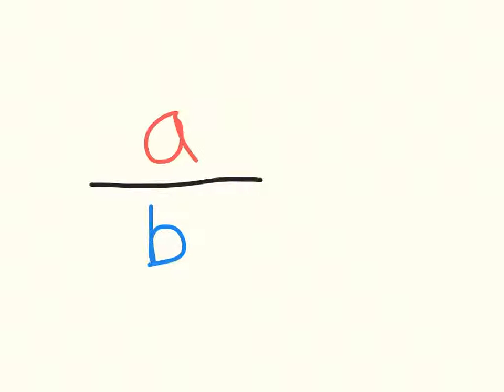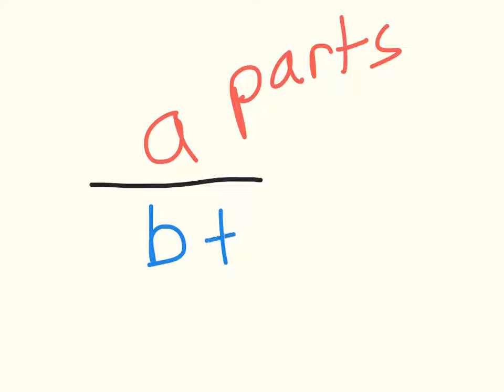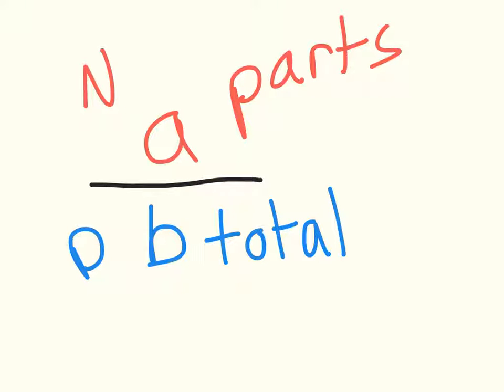Our numerator is the parts that we are considering. That's the number that we're going to put there. And our denominator is the total number of parts. So numerator is up here and denominator is down here. Okay, now let's begin.